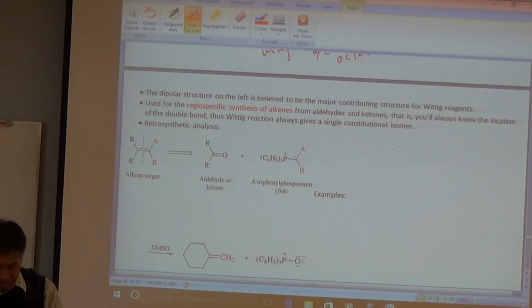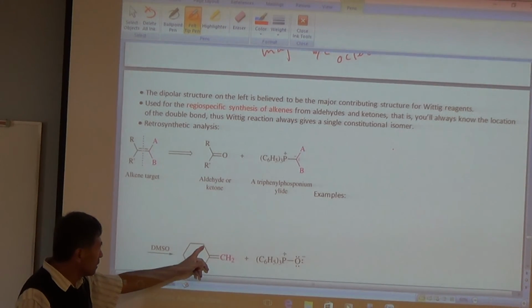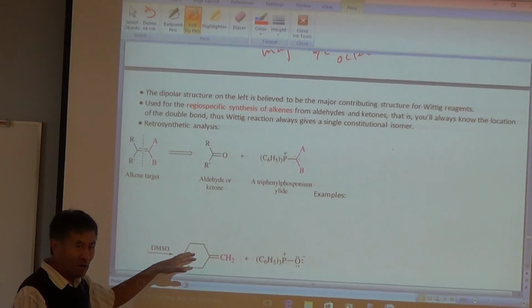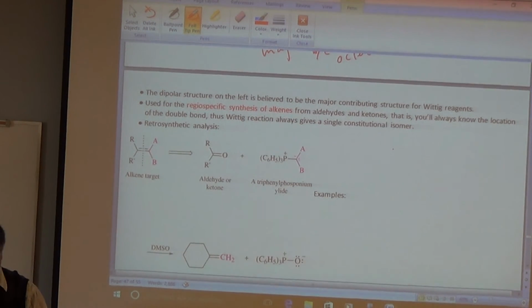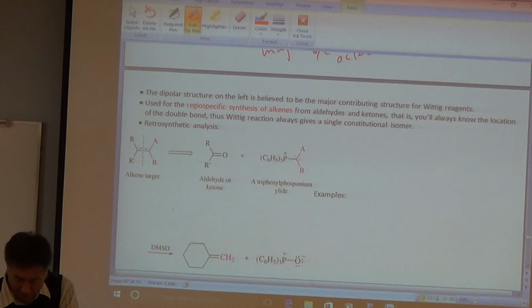So for example, you want to produce this methylenecyclohexane. That means your double bond is here, not here. It is outside the ring, not in the ring. And one way to produce this, if you want to use this ylide, the Wittig reaction, you will simply take one of your ketones. In this example, you can take this ketone.